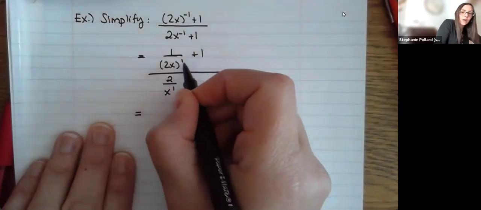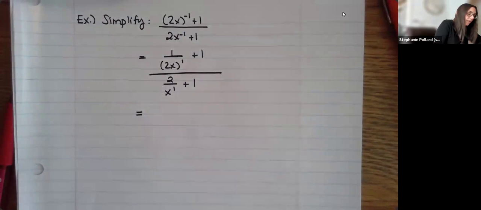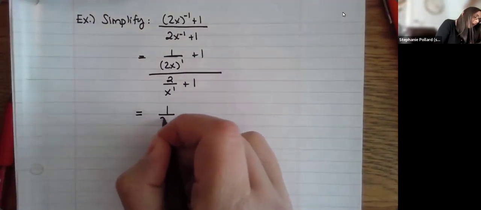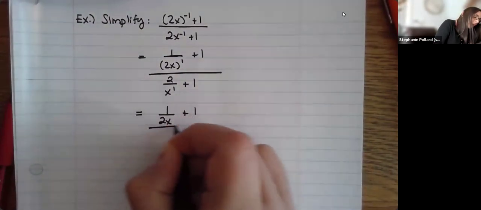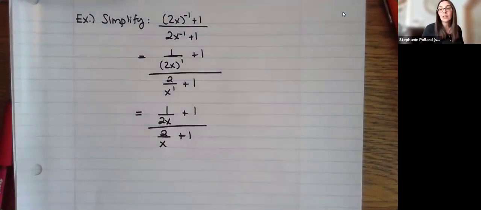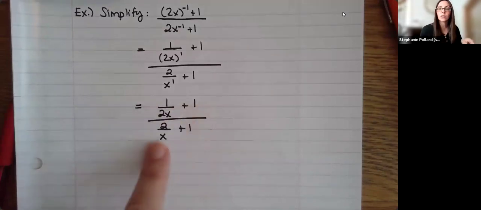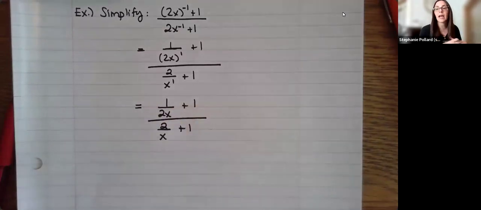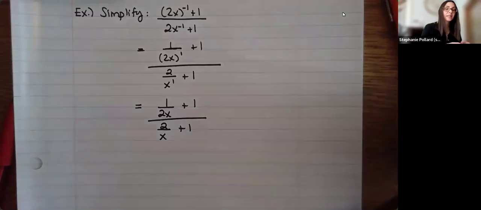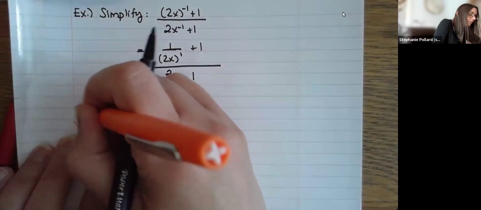Now, that first power is distributed to both pieces, but because it's the first power, it's not going to change anything. So I have 1 over 2x plus 1, 2 over x plus 1. Again, you could use any strategy you want here to simplify this complex rational expression. So if you wanted to find common denominators and add, you could do that, and then you could use that reciprocal action to complete it. In this case, it's a little bit more complex, so I'm going to stick with the LCD idea here.